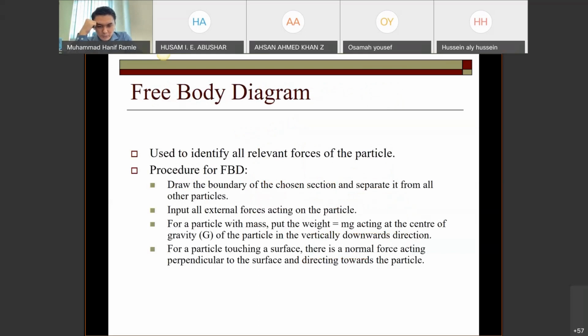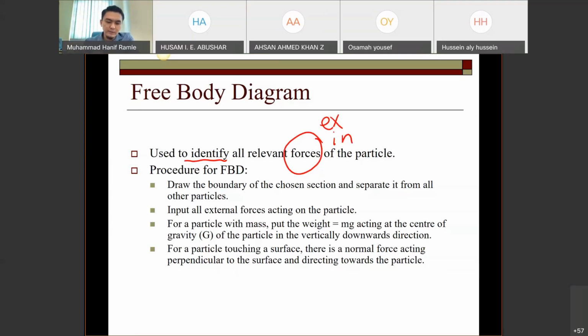So you have to get familiar. You have to be expert on how to draw FBD. Otherwise, if you draw the FBD wrongly, your answer will be wrong as well. So make sure that you are good in FBD. On how to draw FBD, you have to identify all relevant forces. We have external and internal forces of the particle. You can see these steps, this procedure, on how to draw.